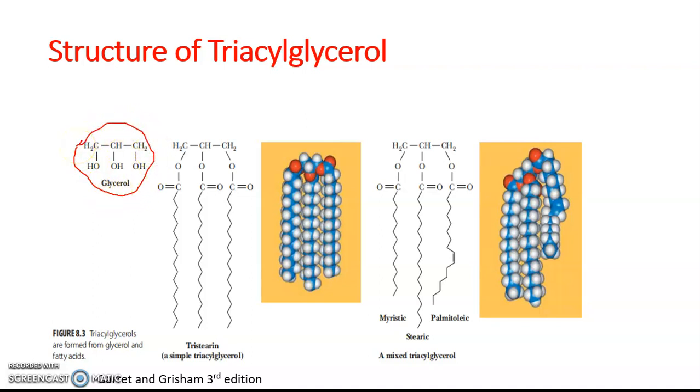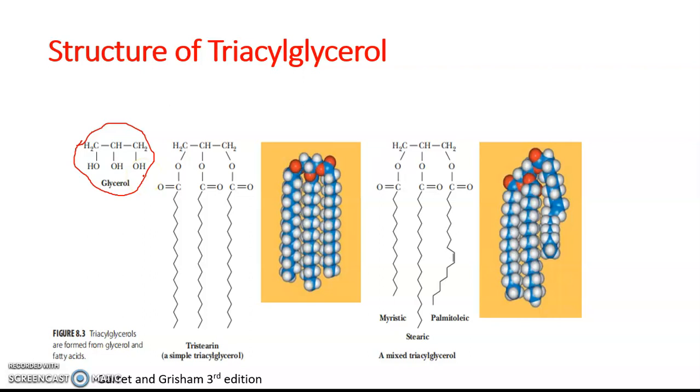So when a fatty acid is esterified to the first hydroxyl group, without a fatty acid esterified to this or this, that molecule is termed monoacylglycerol. When we have two fatty acids esterified at carbon 1 and carbon 2, or carbon 1 and carbon 3, we have a diacylglycerol.